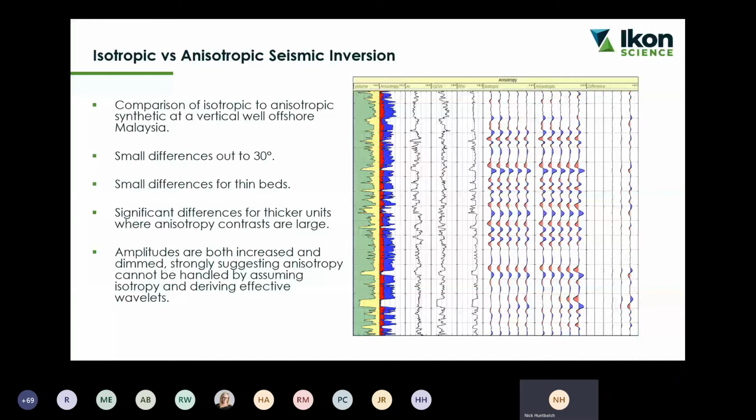The amplitudes both increase as you go out, but they also dim as well. So depending on which reflector you're looking at, it's not just the case that everything is getting brighter because of anisotropy. In some cases, things might be dimming, the gradient is going the other way, which goes back to what we were saying about using these wavelet scalars. Because it can dim and brighten with offset, your scaling adjustment isn't always going to be able to handle that. It's a more complicated response than can be handled by simple scaling.